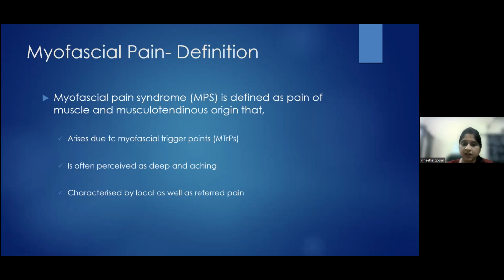Referred pain can happen anywhere; referred pain from viscera can happen. In myofascial pain, this is one kind of referral: the muscles innervated by the same nerve root, the myotome, will show this referred pain.